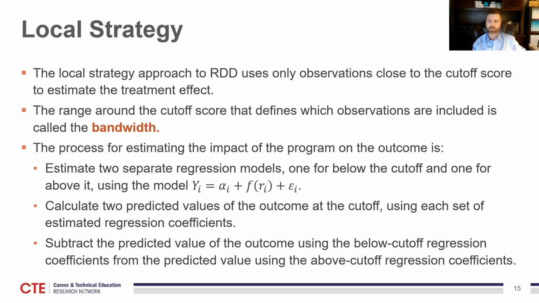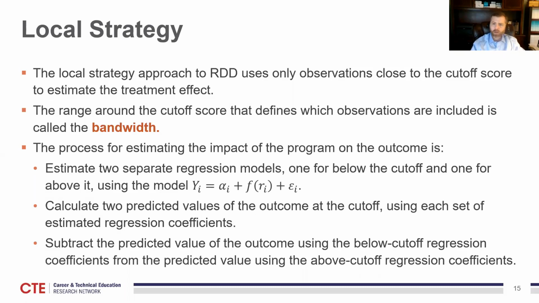Again, the difference between the global strategy and the local strategy is that whereas the global strategy uses all observations to estimate the treatment effect, the local strategy uses only those observations within a selected boundary around the cutoff. So you can think about looking at your data, and you're going to use only some data points that are within a window around that cutoff score. The range around the cutoff score that determines which observations you're going to use is called the bandwidth. As an example, if the cutoff score was equal to 50 and you had a bandwidth of 10, then you would use all observations that had rating scores between 40 and 60 when you go to estimate your impact.